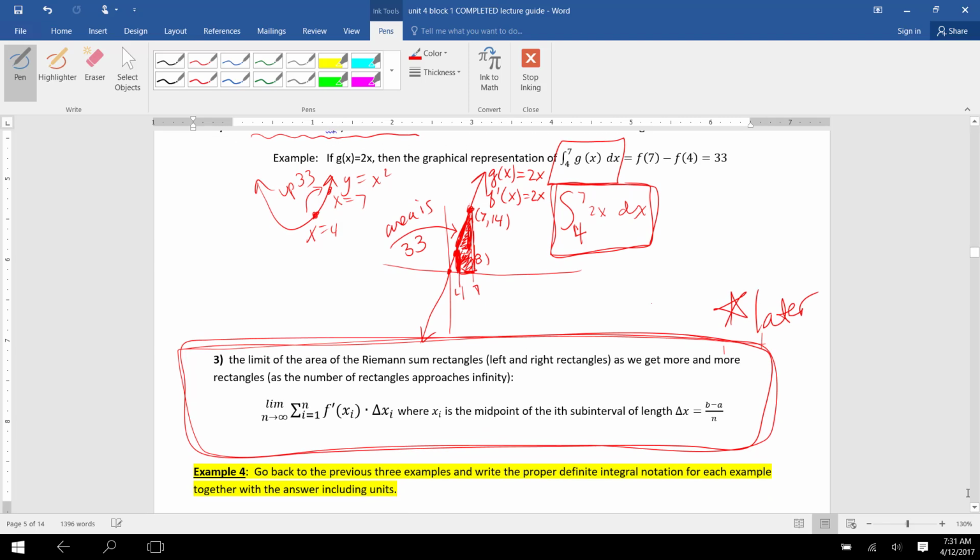All right, so for now, what I want to do is go back to the examples that we did on the previous pages, examples 1, 2, and 3, and we're going to just add in the notation for the calculations we did.